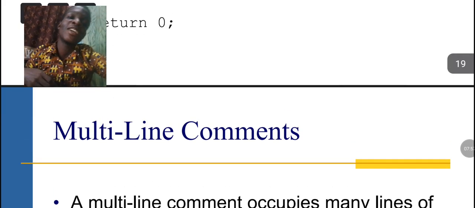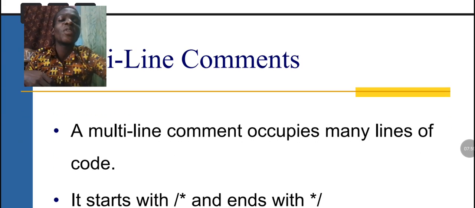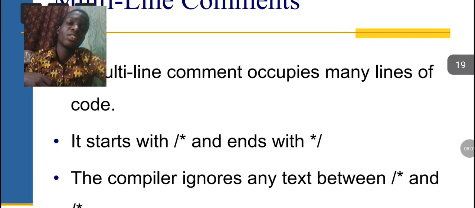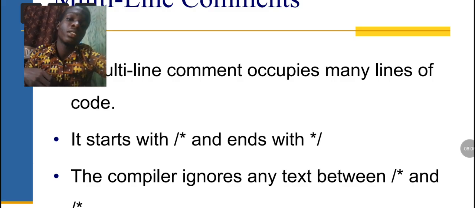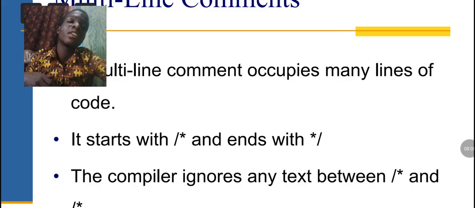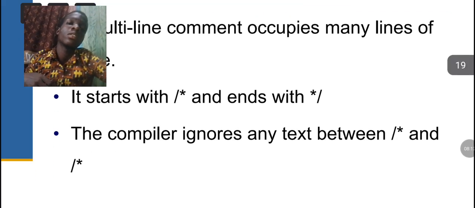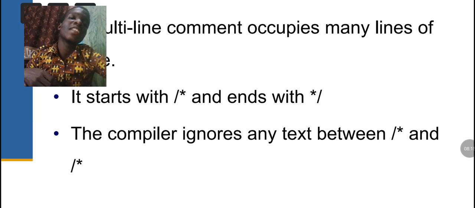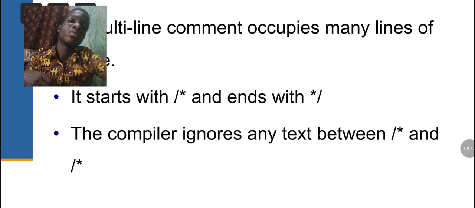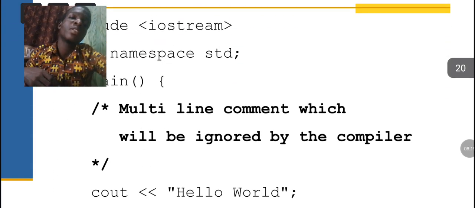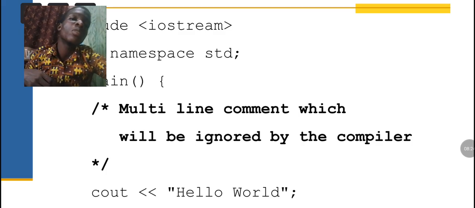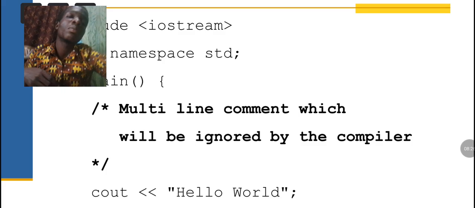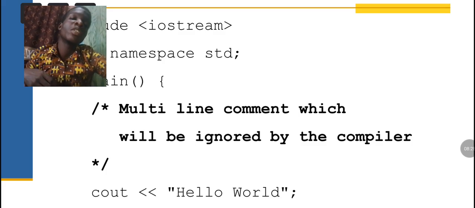Then we have multi-line comment. Multi-line comment occupies many lines. So you start with this sign, forward slash and the multiplication, and end with the multiplication and forward slash. So the compiler ignores any text between the two of them. So for example is this, you see. The compiler will ignore the multiple line comments.